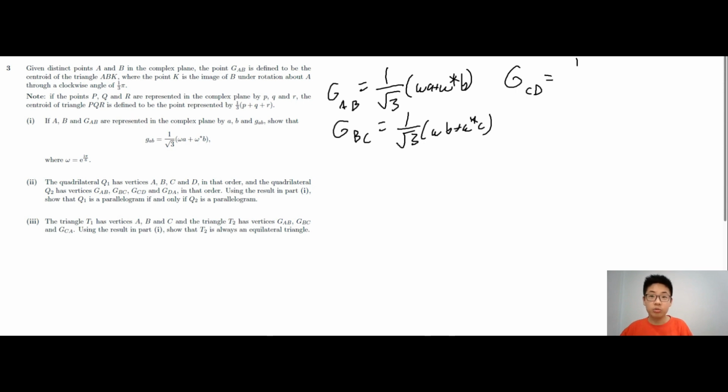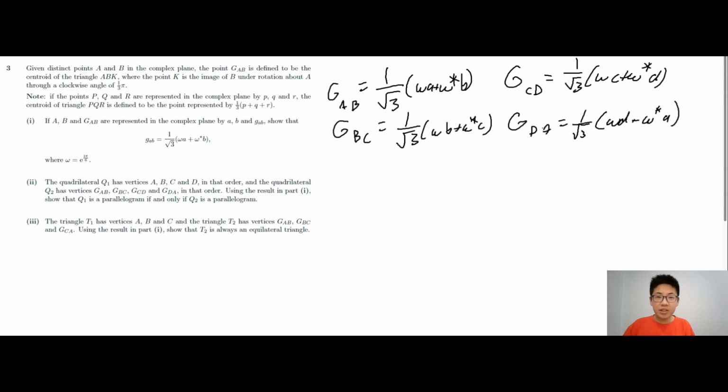GCD is equal to 1 over the square root of 3 times omega c plus omega star d, and GDA equals 1 over the square root of 3 times omega d plus omega star a. Got that right. Now, a parallelogram. What defines a parallelogram? Well, in Euclidean R-squared geometry, as it is called, the modulus, the length of the two parallel sides are the same.